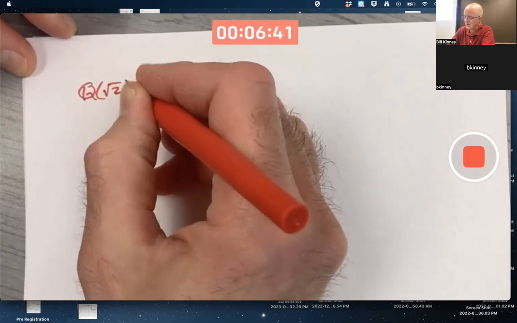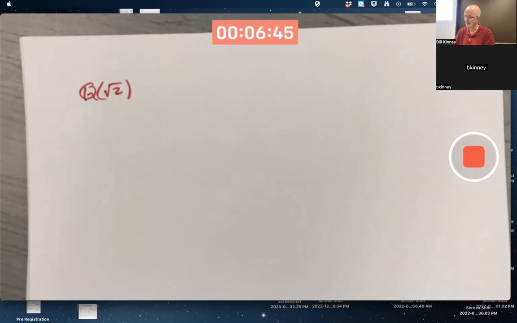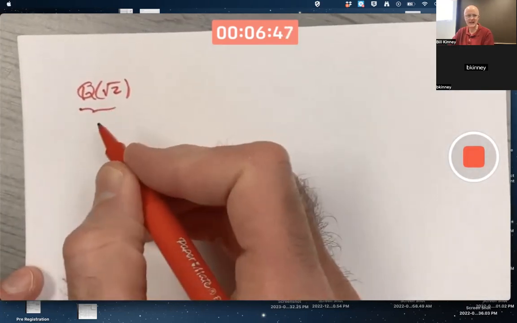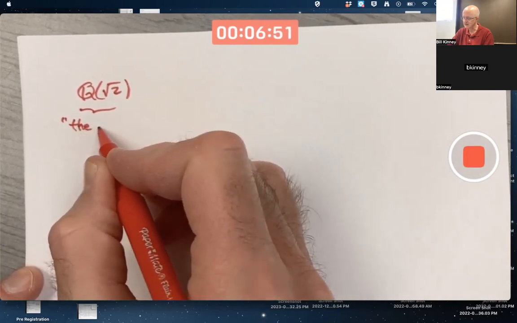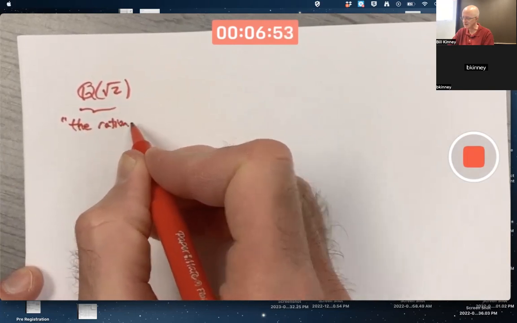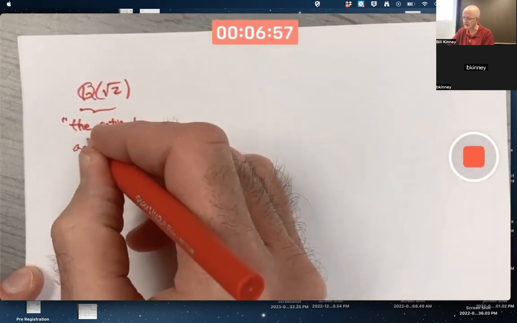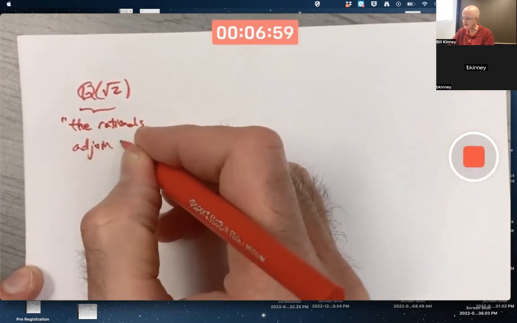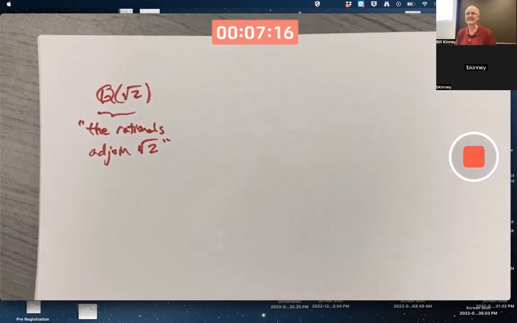Q adjoin square root of 2. Is that the way people say this? Well, usually when they write this, they say the rationals, right? Because Q is the rationals. The rationals adjoin square root of 2. What is this? First of all, is it the rationals and then square root of 2 by itself? No.